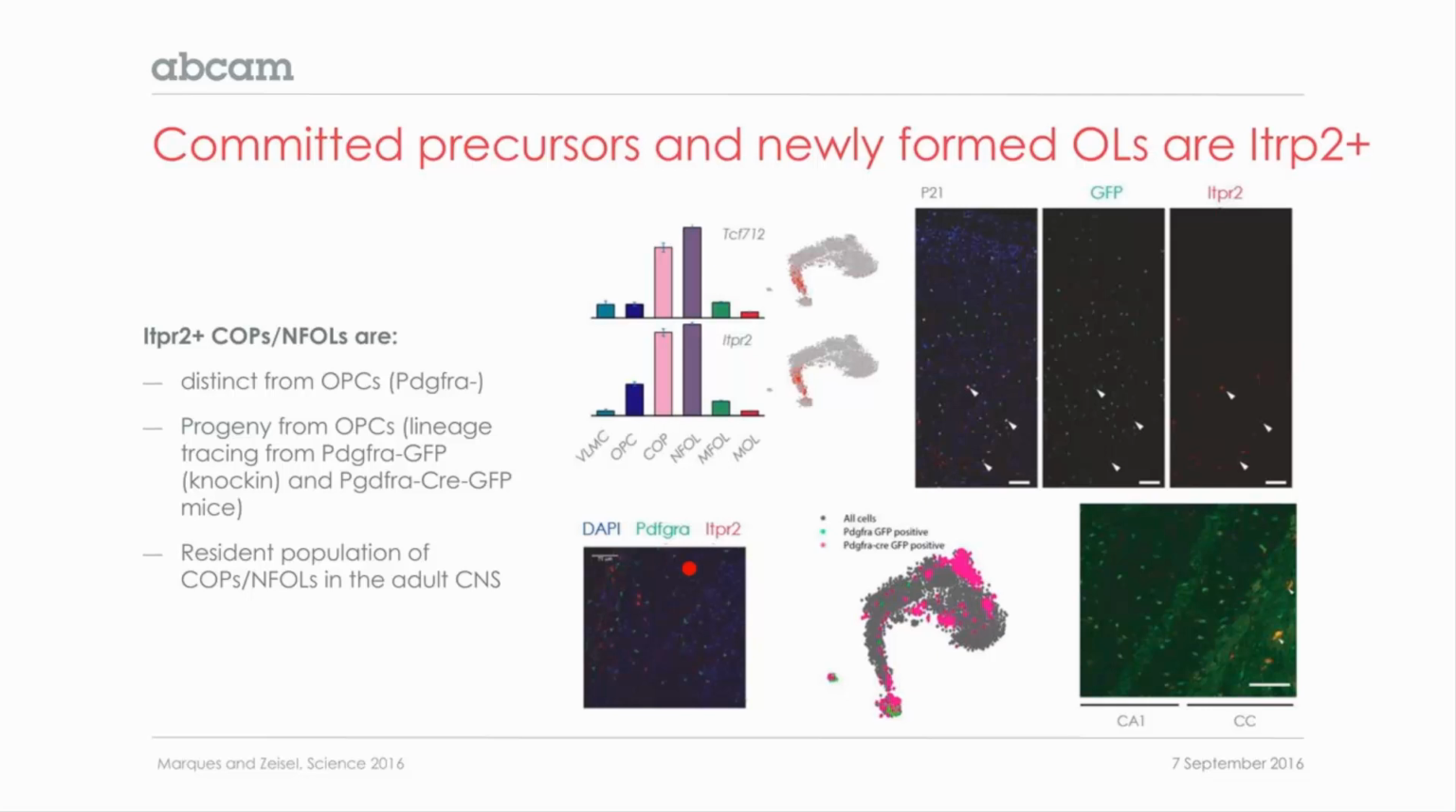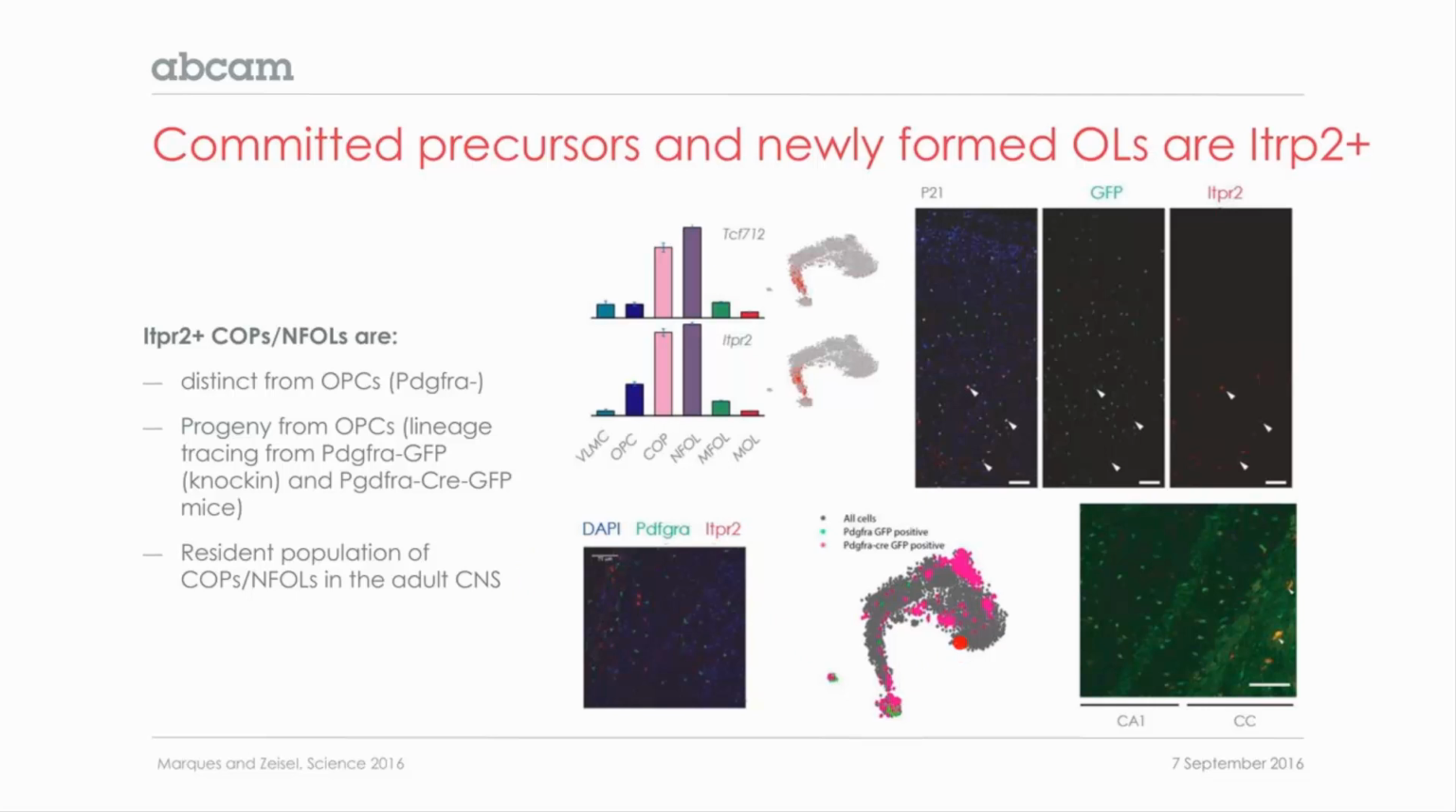Another population that we were very interested in was these committed precursors and also the newly formed oligodendrocytes, which expressed genes like the transcription factor TCF7L2 and also ITPR2. And these cells were distinct from oligodendrocyte precursor cells, as we did immunohistochemistry in juvenile CNS, and they were not overlapping with PDGFR alpha, so they were distinct.